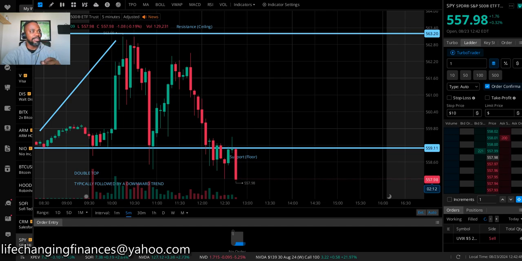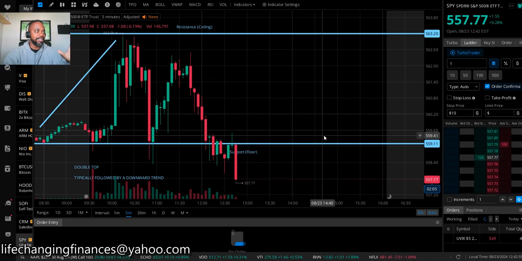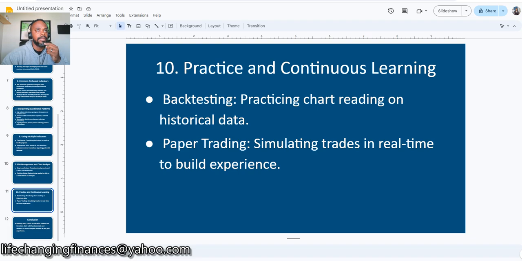So using a stop loss is very, very important. And you guys can see how easy it is to use on this particular platform. And this is the main reason why I'm using it, because it's simple and easy to use.